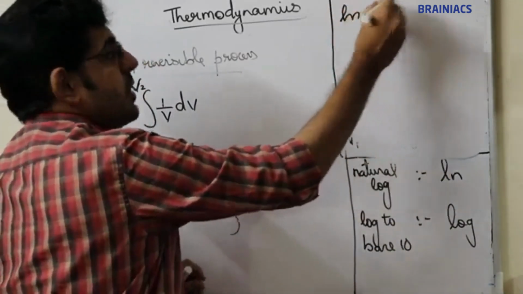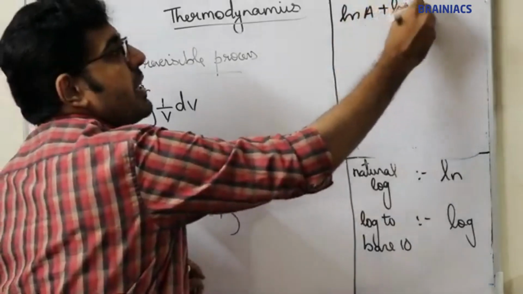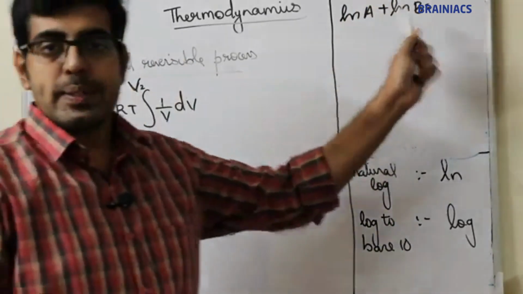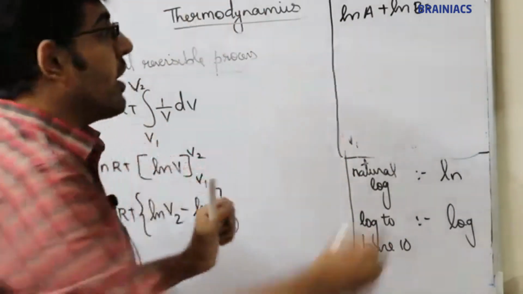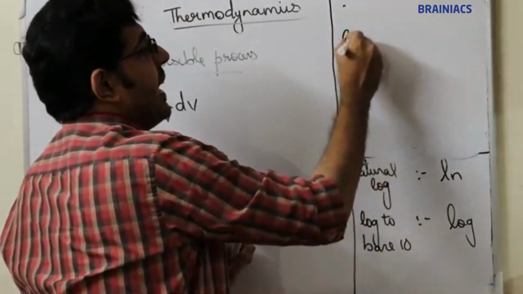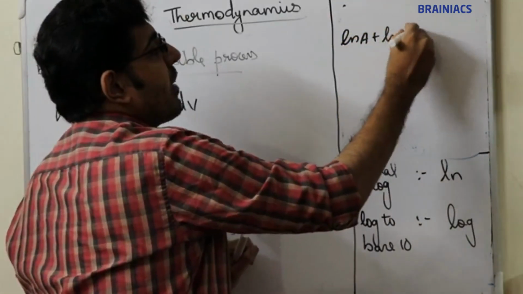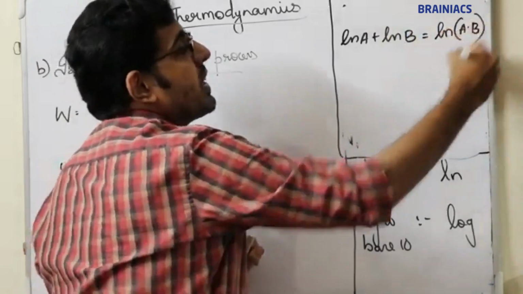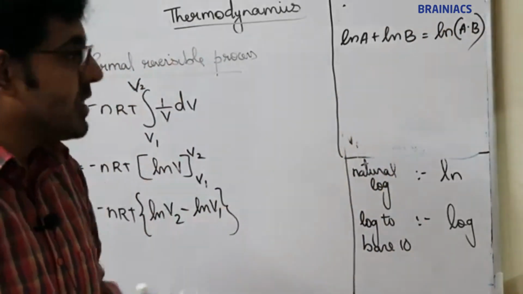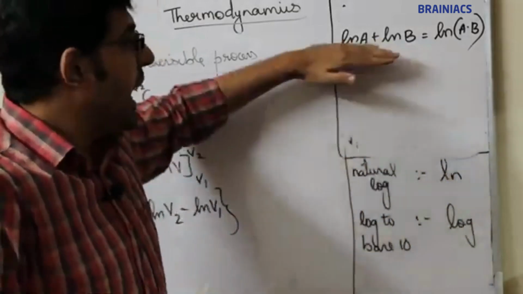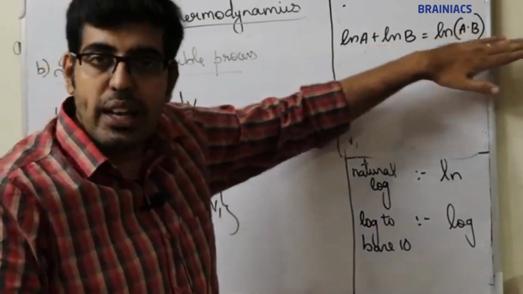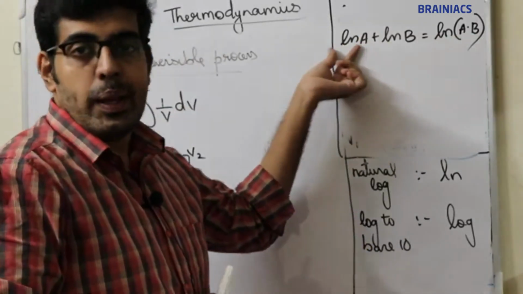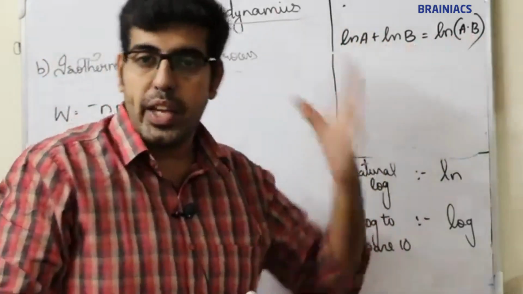Now, ln A plus ln B: natural logarithm of A plus natural logarithm of B. You can write ln A plus ln B like this, ln A into B. This is a formula of logarithm. ln A plus ln B is equal to ln A into B. It's a mathematical formula for logarithm.